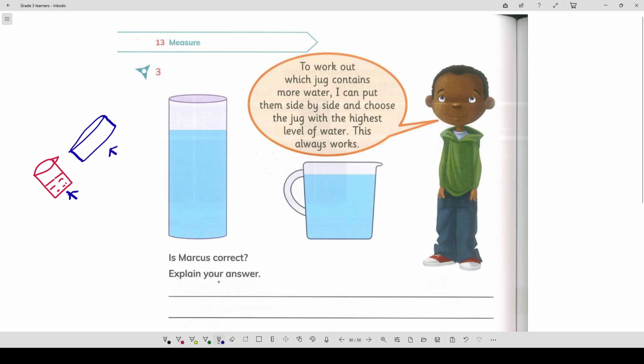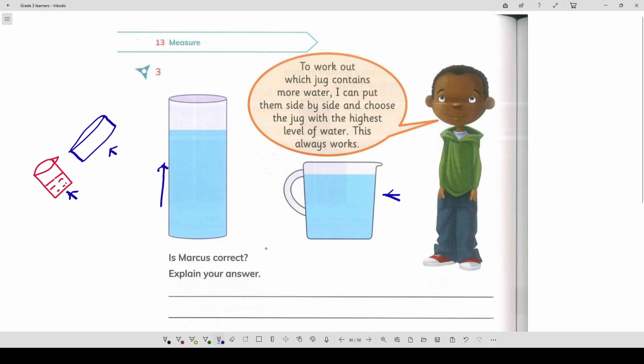Actually, Marcus's information is not correct. It's looking long, but it is thick, so maybe the capacity is equal. So the side by side choice does not always work. If it's the same container, the same jug, then it can be compared side by side.